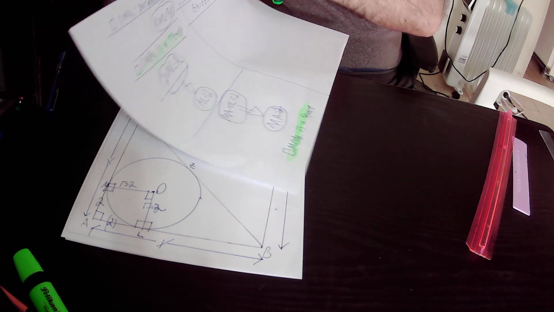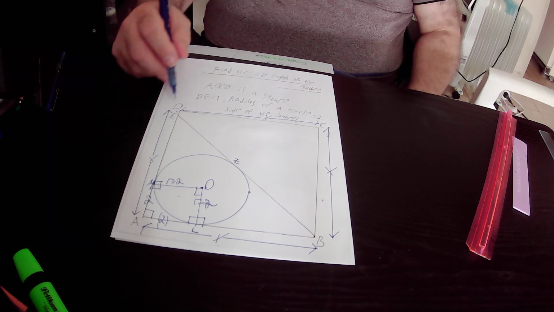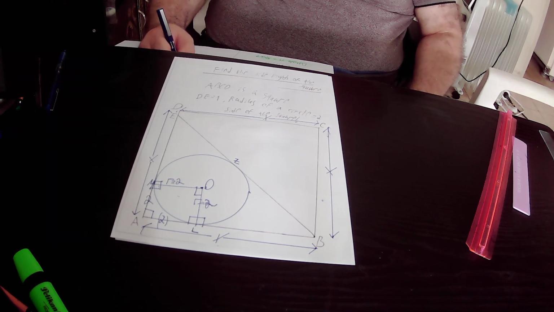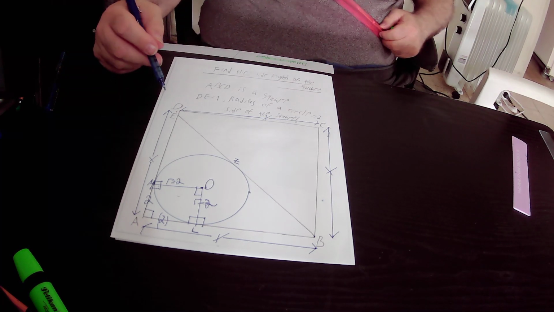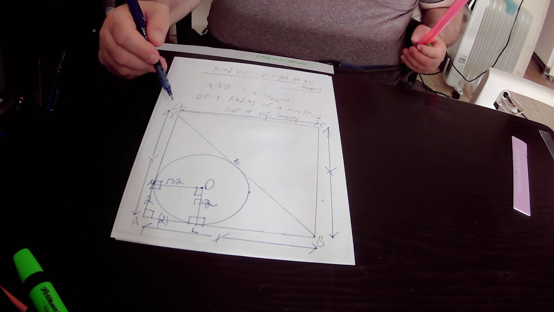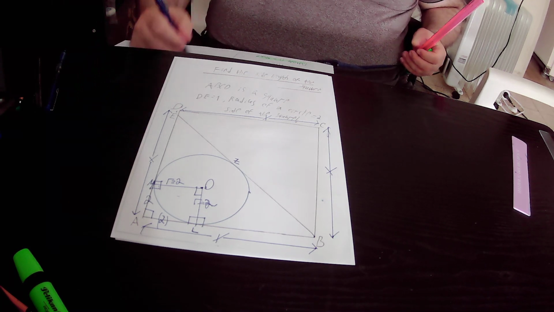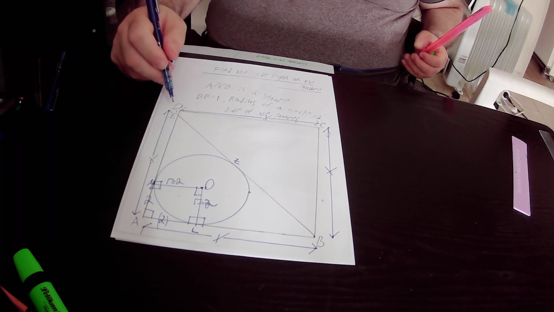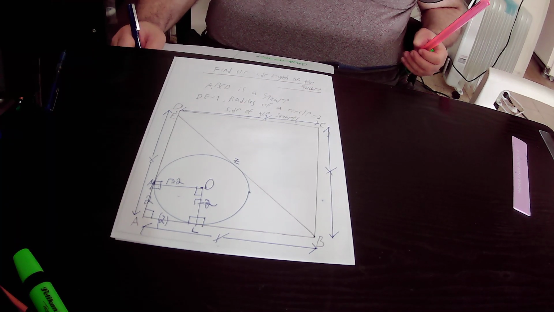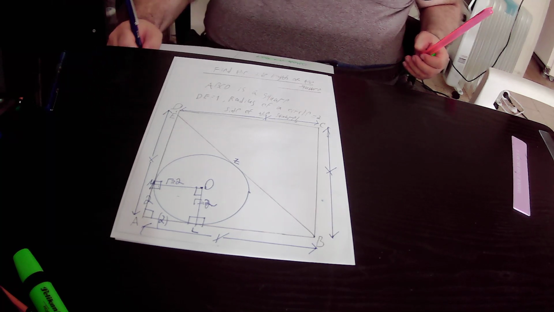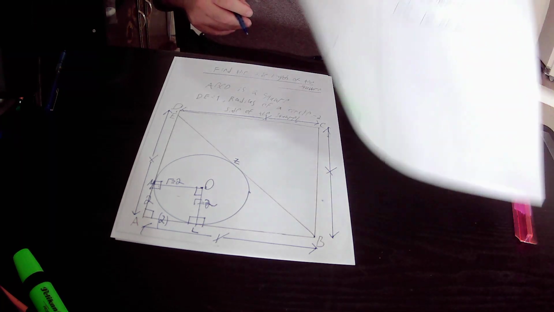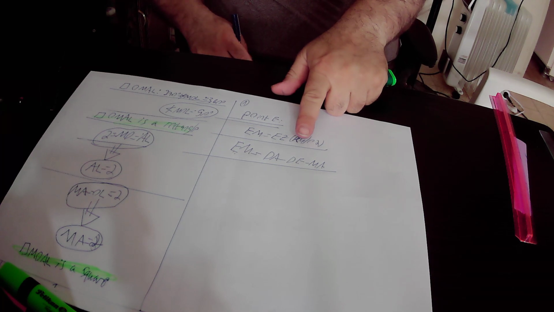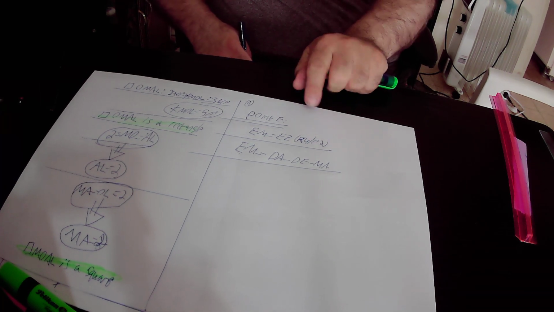Okay. What is the length of tangent EM? From the drawing, it is very easy to say that the length of tangent EM is equal to dA minus dE minus MA. I repeat again, the length of tangent EM equals dA minus dE minus MA.